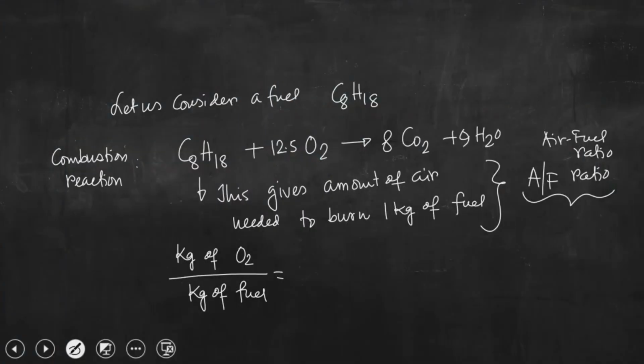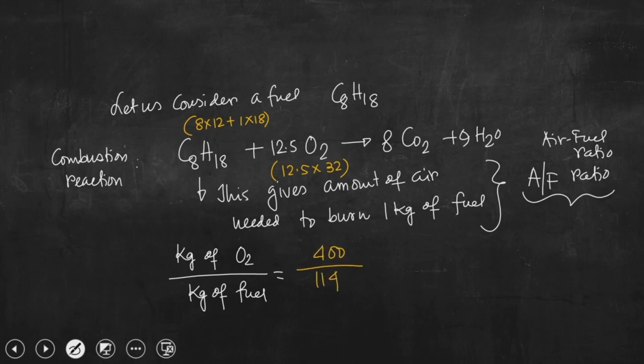So, you know that kg of O2, that means if we get it. So, if I write using this, this is 12.5 into 32, and this is 8 into 12 plus 18 into 1 into 18. So, you can see this is 400 divided by 114, that is 3.509, right. So, that means this is the kg of oxygen per kg of fuel we have calculated.